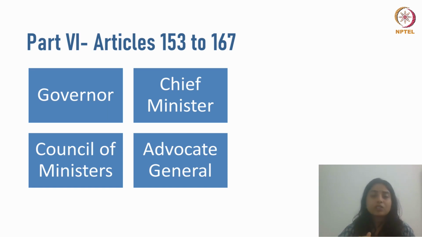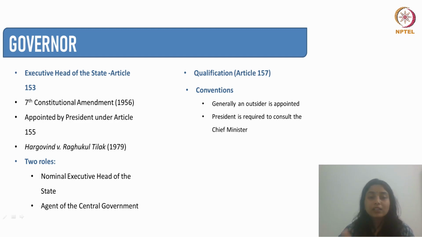The provisions related to the state executive are contained in Part 6 of the Constitution, and the relevant articles are Articles 153 to 167. So first let's learn about the governor. Article 153 says that there shall be a governor for each state. The governor is the executive head of the state, like the president is in the case of the union executive.